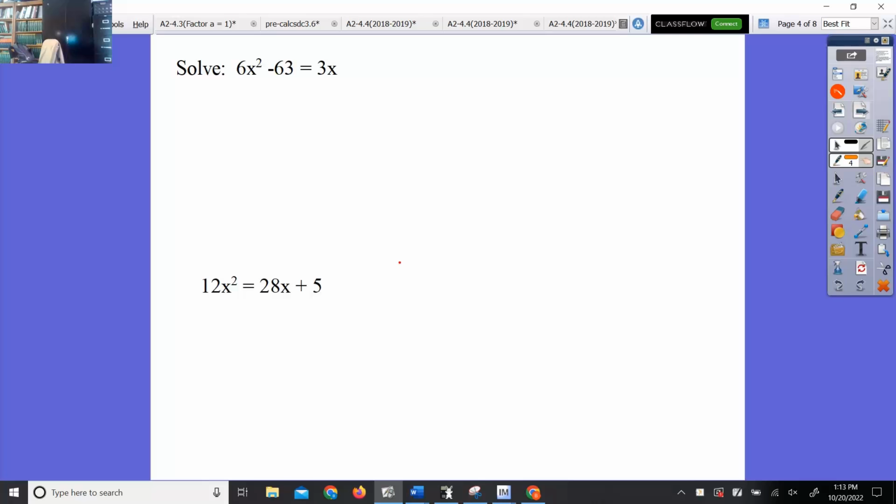What's up with the first one? It's not set equal to 0. It's not in standard form. So what do you want to do with it? Subtract 3x. Good. Your gut was right on that one. 6x squared, take away 3x, take away 63 must equal 0. Anything else you see? You're just going to go ahead and start factoring that? Okay. You can all simplify. Simplify it.